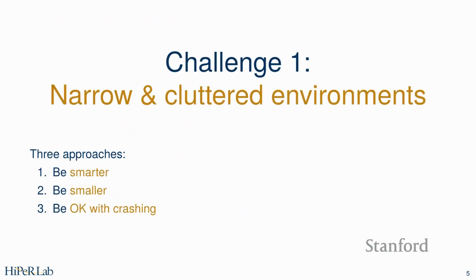So the first problem that's very common when you're dealing with aerial robotics is moving in complex, cluttered environments. And I want to show 3 approaches to working in cluttered environments, and I loosely think of them as being smarter, being smaller, or the third option, cheating, and just redefining your problem so that it's no longer a problem.